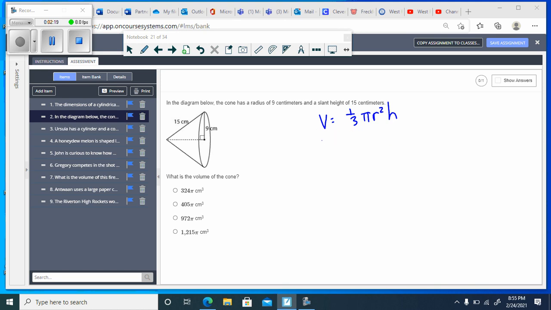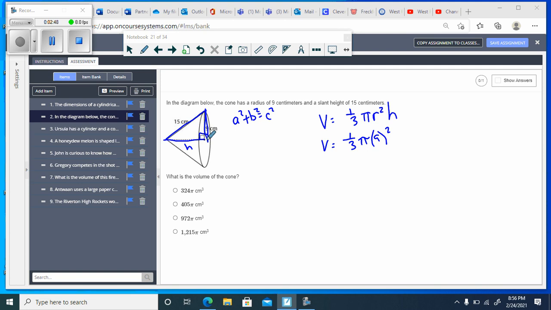Okay, now let's see what we have and what we don't have. The 1/3 is fine. I don't want to mess with the pi. Our radius is 9. Our height, we don't have our height, okay? But if you look at this, you have a right triangle here, okay? And to get to the height, we could use the Pythagorean theorem. a squared plus b squared is equal to c squared.